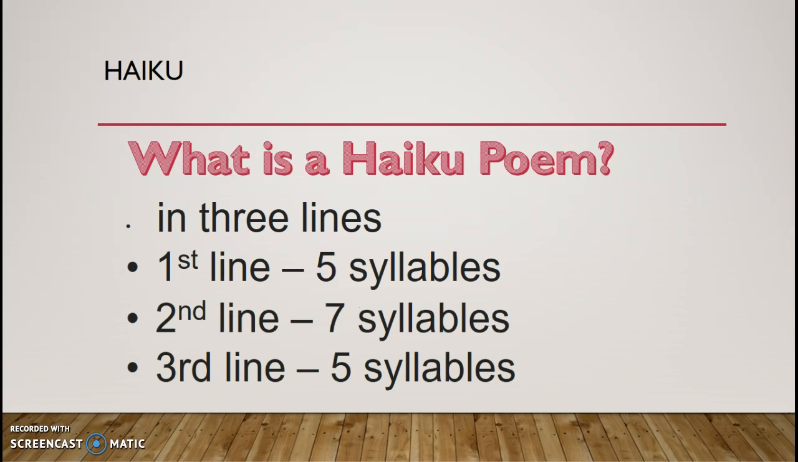So what is a haiku poem? It is 3 lines. The first line is 5 syllables. The second line is 7 syllables. And the third line is 5 syllables. So it's 5, 7, 5. If you add those all up, it's going to give you a total of 17.